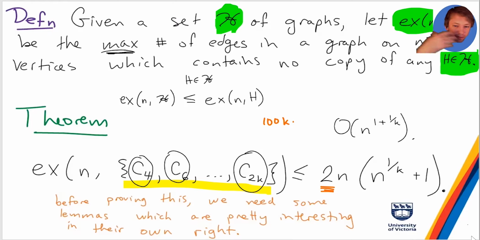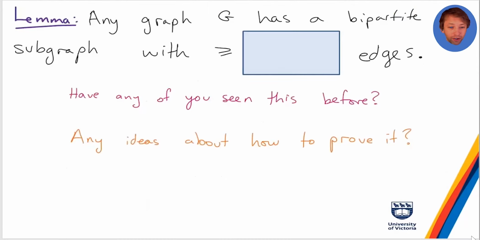Okay, so before proving this, we're going to prove a couple of lemmas, which are also quite interesting in their own right. The first lemma is that if I have any graph G, it has a bipartite subgraph with at least half the number of edges. Have any of you seen this statement before? Or does anyone have any idea how you'd prove this? Maybe that's too difficult to ask.